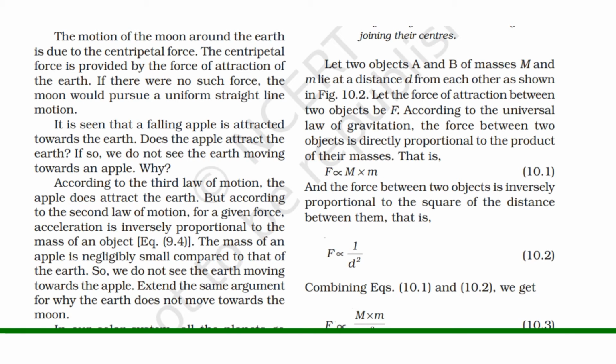It is seen that a falling apple is attracted towards the earth. Does the apple attract the earth? If so, we do not see the earth moving towards the apple. Why? According to the third law of motion, the apple does attract the earth. But according to the second law of motion, for a given force, acceleration is inversely proportional to the mass of the object. The mass of an apple is negligibly small compared to that of the earth. So, we do not see the earth moving towards the apple.